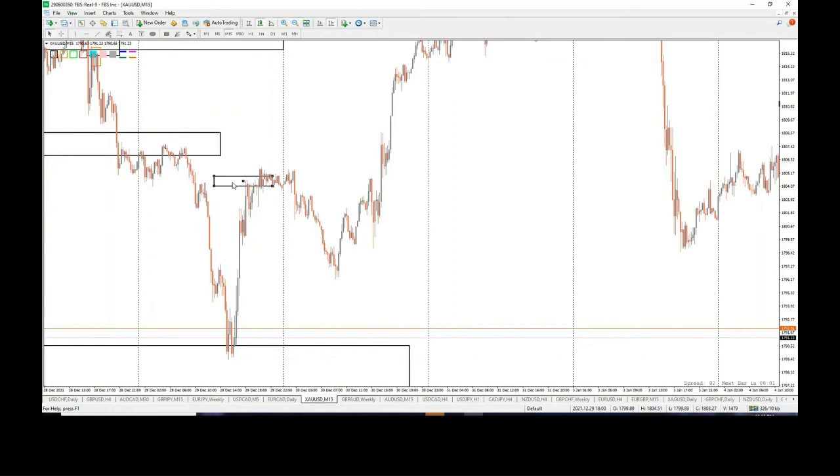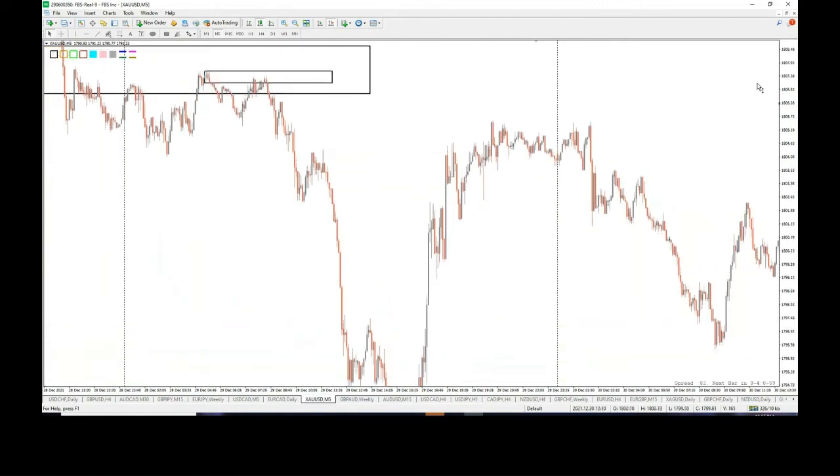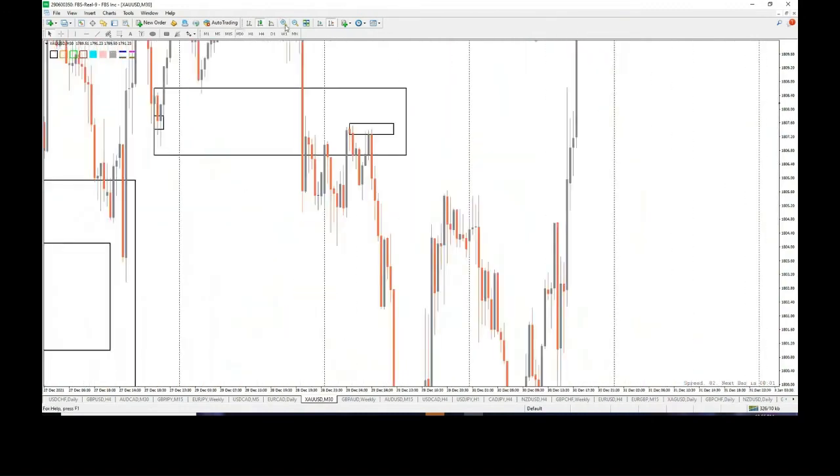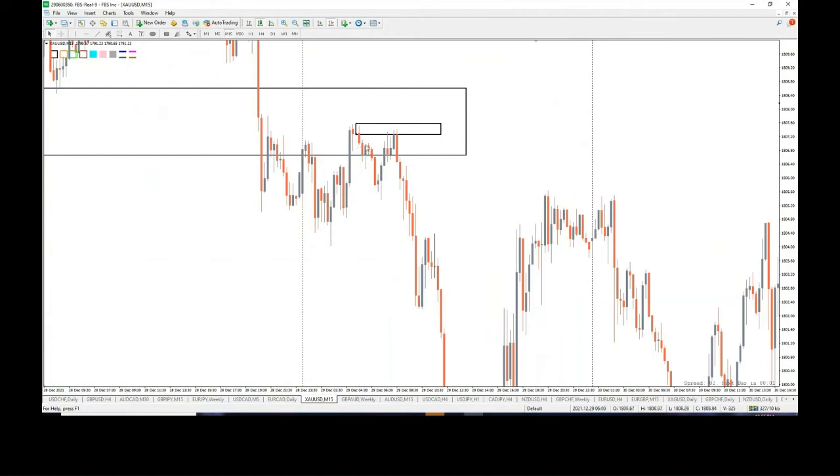It's right here. No, I think it's right here. Do dojis count as engulfings to you? If a doji gets engulfed, is that okay, or do you want to see an actual bullish or bearish engulfing? I don't use doji.